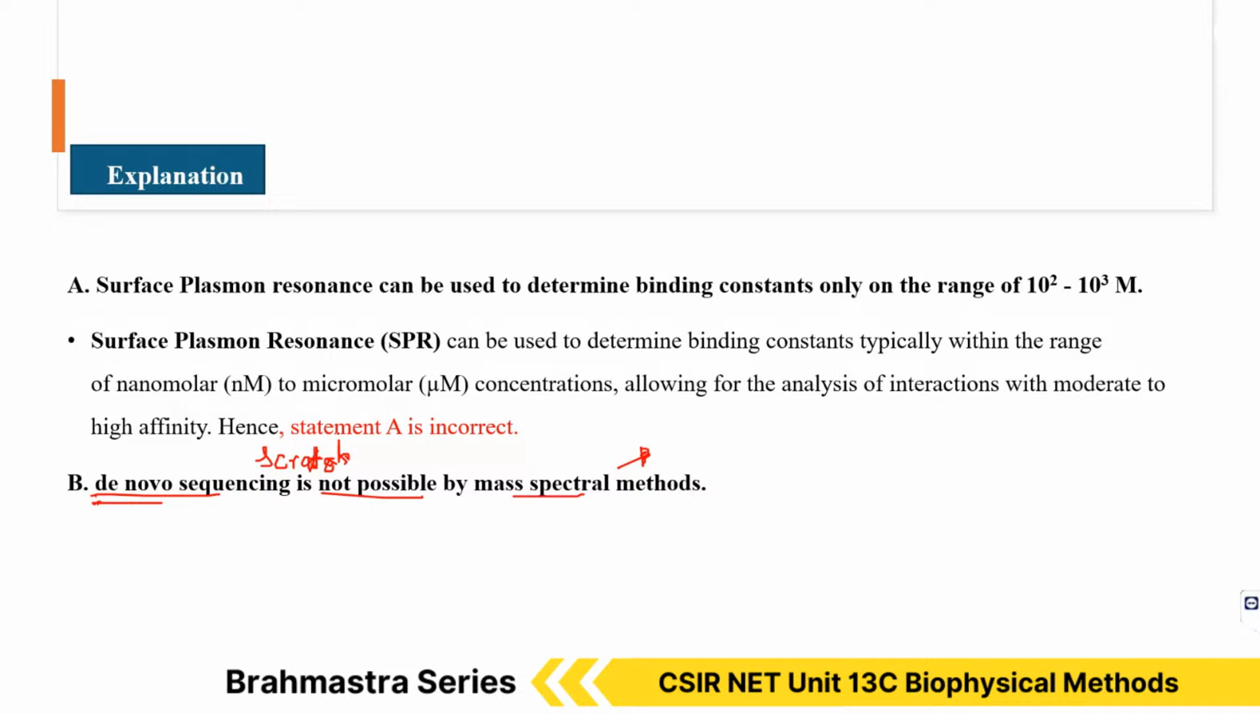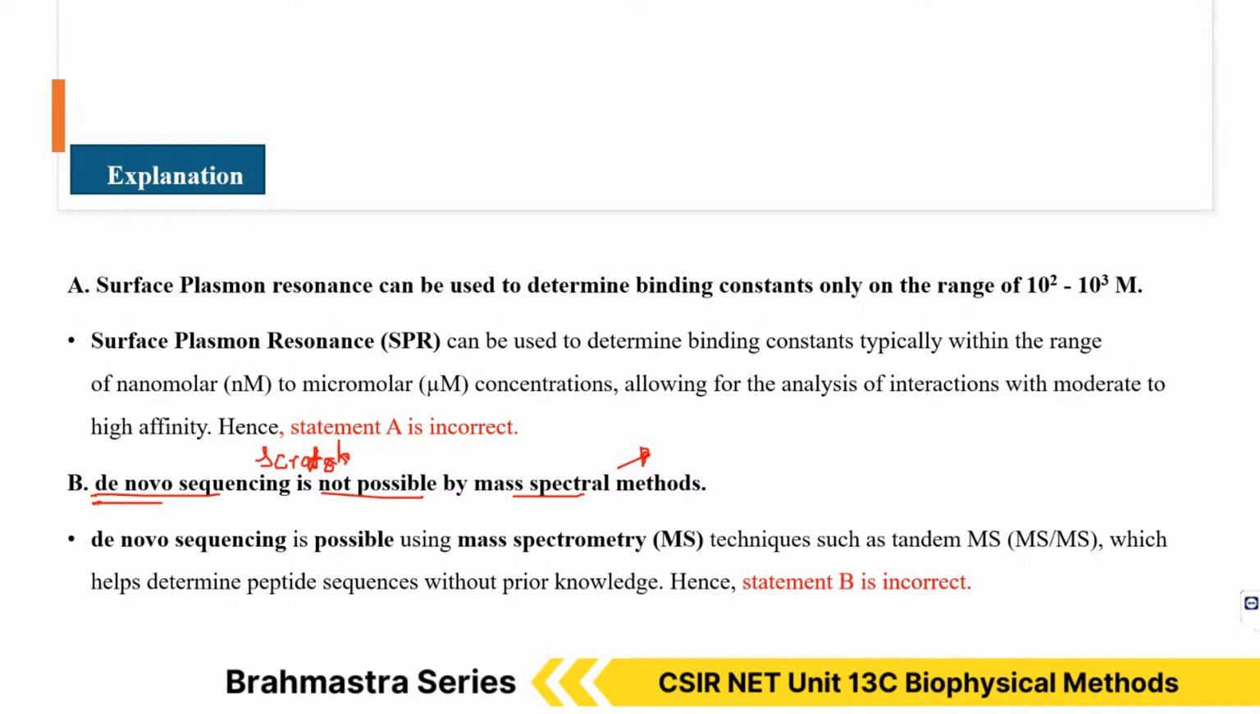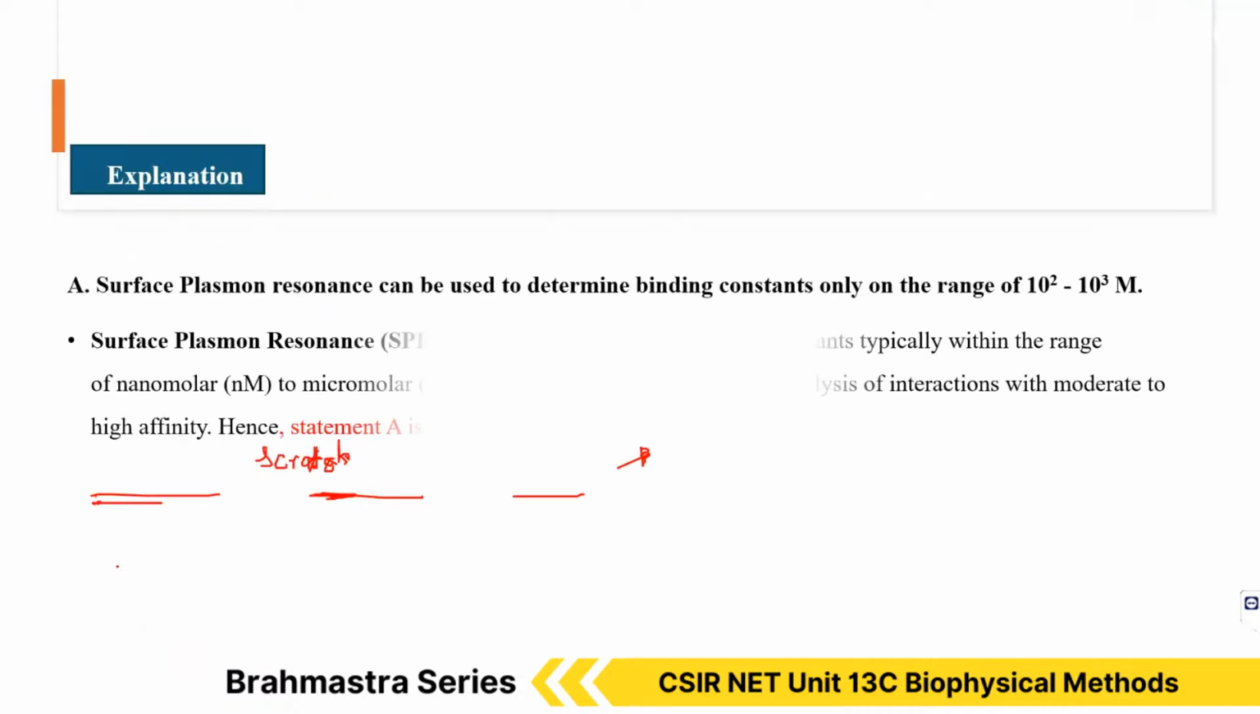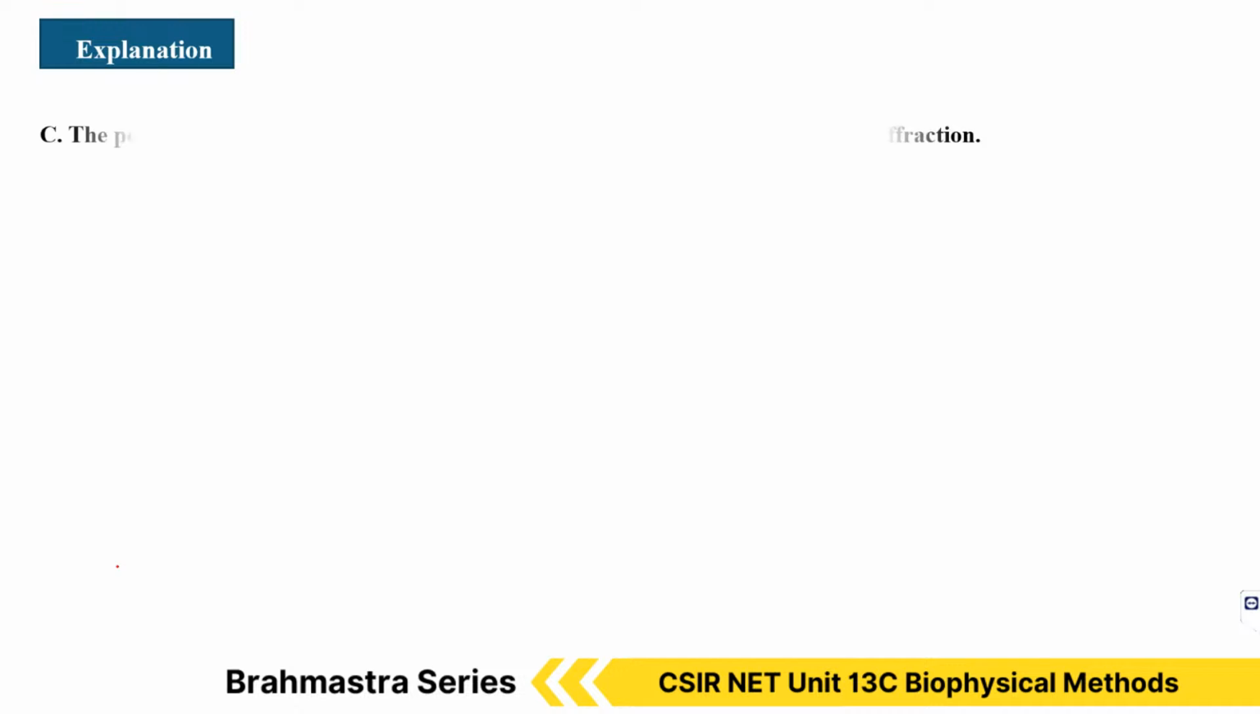So yes, we can use it. So this statement is incorrect. De novo sequencing is possible by mass spectrometry method, and here it is given not possible. So this is incorrect. Now, when I say B is incorrect, whichever option having B or A cannot be the answer, right? So the first cannot be the answer because it comprises A and B. Then the second also cannot be the answer, it has A. Then the third has a B, so this is not the answer. So only option 4 is left. Right? So this way you can solve this question.